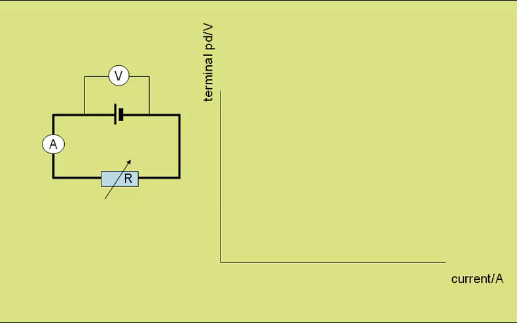If we plot a graph of the terminal potential difference in volts against the current in amps as we change the value of the resistor R, starting with an infinite resistance and going to zero resistance, we get a line something like this. So this is the maximum current we can get from the supply when the resistance was 0, and when we have an infinite resistance, this is the maximum terminal potential difference we get, which is called the EMF, or electromotive force, and is given the symbol epsilon.